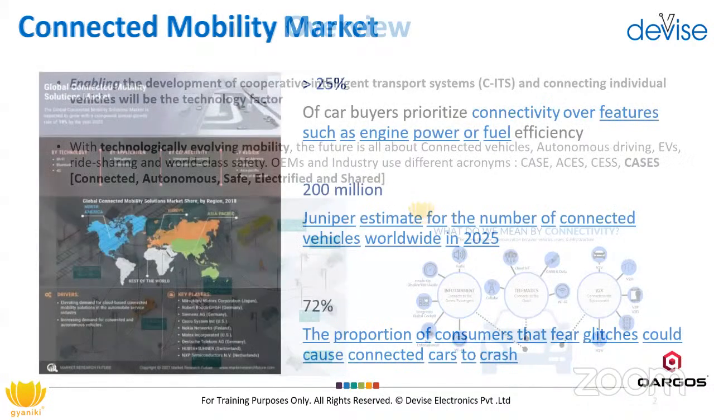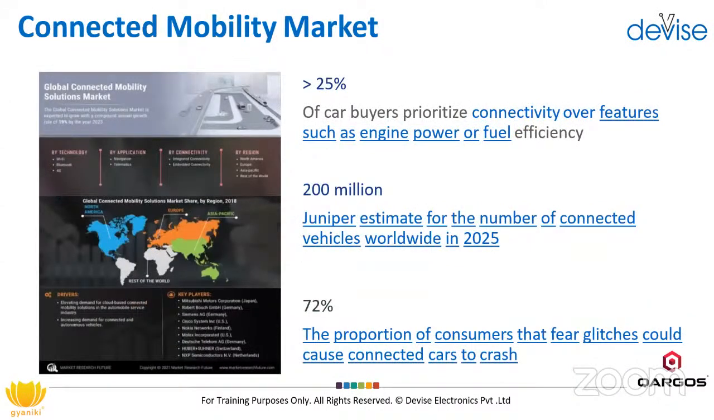Next slide, please. Let's look at some small statistics here. 25% of car buyers prioritize connectivity soft features, even trading off engine power or fuel efficiency. They are willing to pay more for connectivity than for engine performance or fuel efficiency. Juniper estimates about 200 million connected vehicles worldwide by 2025. I think this number is a little more than the present statistics, because everyone feels this is viable. There is also acceptance from consumers.